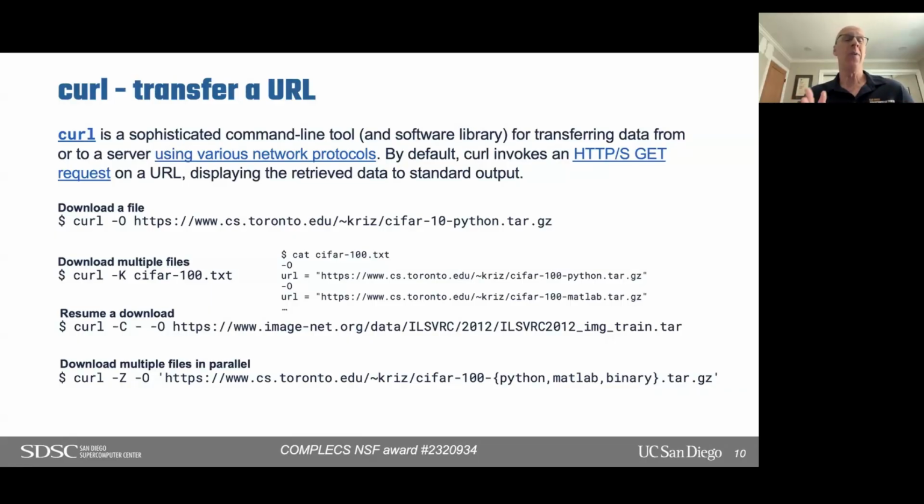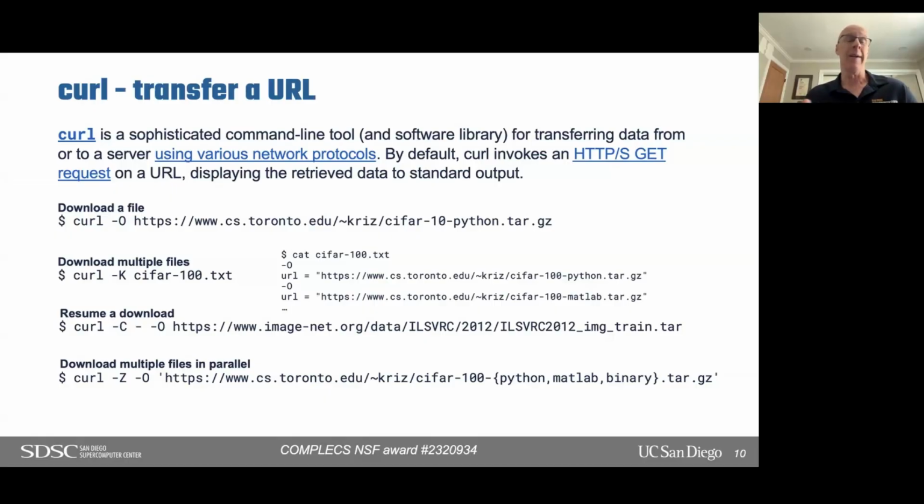For most of you, wget is going to be perfectly fine, but if you have maybe some more sophisticated things that you're trying to do, and given that curl is a software library, you should be able to write C or C++ code and interface with curl through its API.